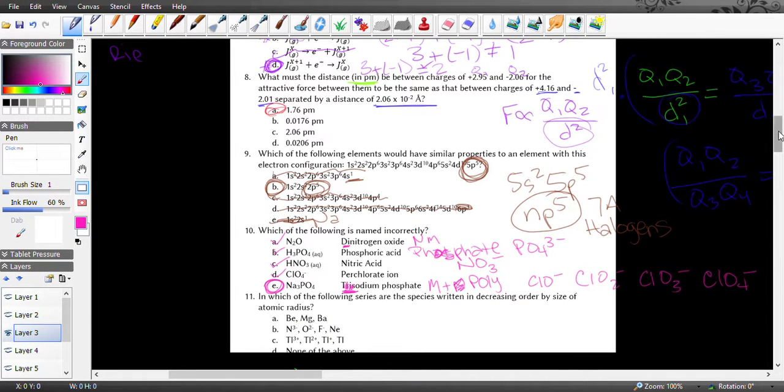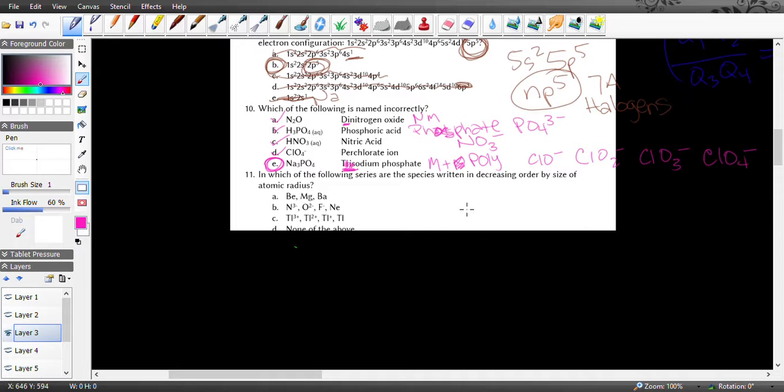All right, another 10-minute video. Awesome. Okay, written in decreasing order by size of atomic radius. So we know, poorly drawn periodic table. Going down this way is your increasing, right? So that means if you're going left to right, increasing size, top to bottom, increasing.